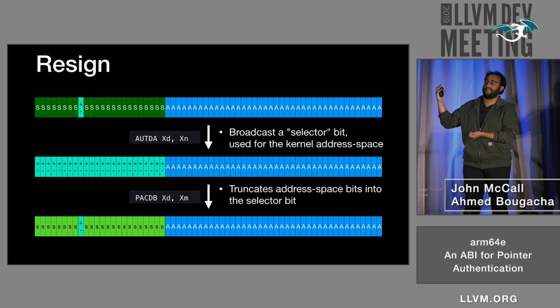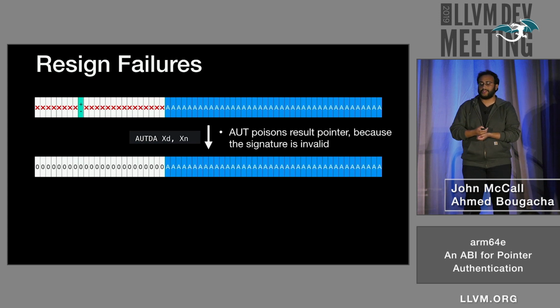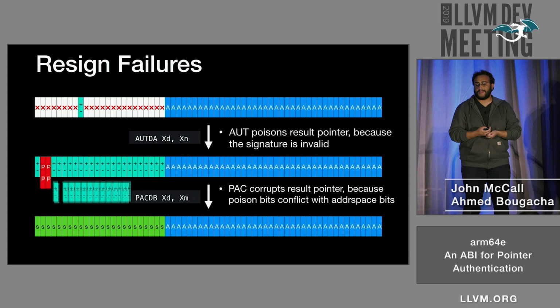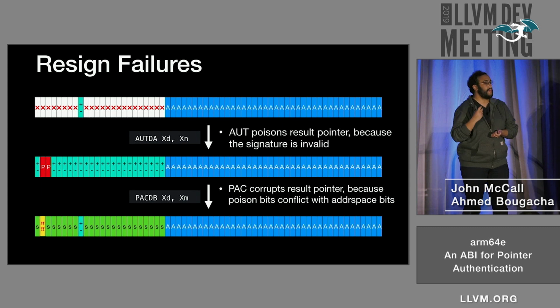So this works great when you have a valid authentication, but there's a problem when there's a resign failure. So if you imagine, the auth will first broadcast the selector bit to the address space bits, but then it's also going to poison this pointer because the signature bits are not valid. And so this gets a lot more complicated when you try to sign this pointer and try to resign, because then the PAC instruction is going to try to truncate all these bits into just the 1 selector bit, but it's also going to have to corrupt the signature because there's a mismatch between all of these sign-extended selector address space bits and the 2 poison bits. And so this does achieve the end goal, which is that the resulting pointer is not something that's valid because the signature has been tampered with.